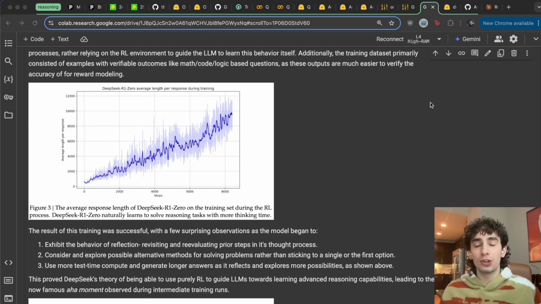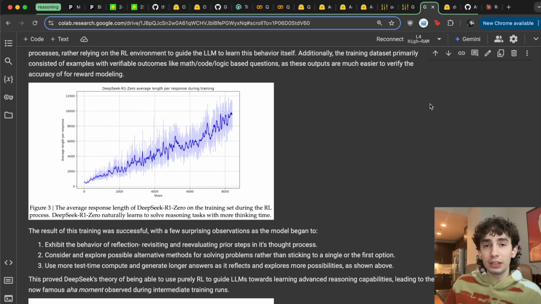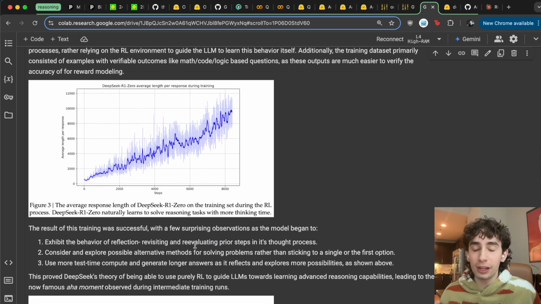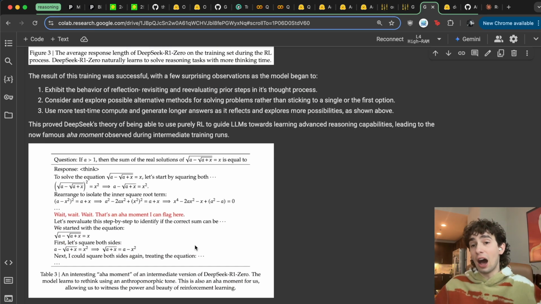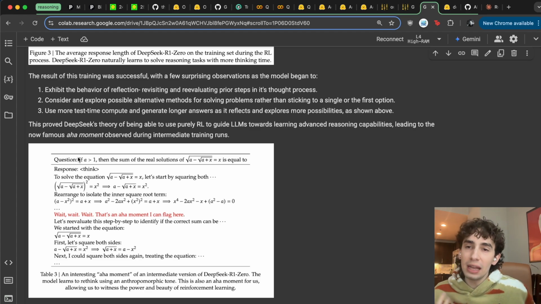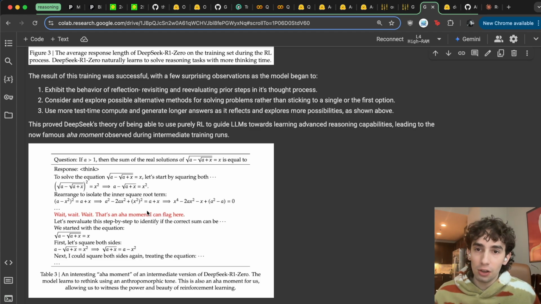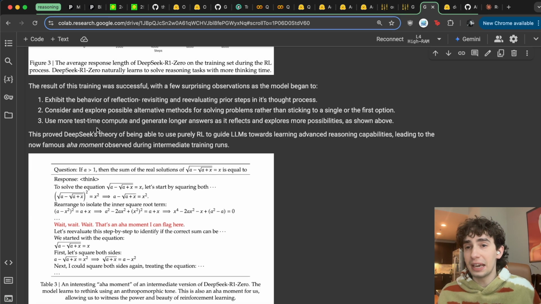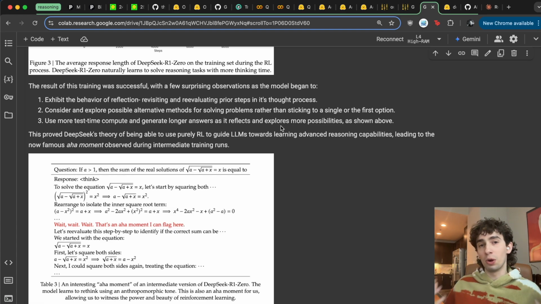So after kicking off this training, they noticed a lot of really cool behaviors start to come out from the language model. A few surprising observations included the behavior of reflection. They now have the aha moment, as they're calling it, where when a language model is actually thinking through and trying to solve a problem, it can reconsider what it did in the past to change its current steps. It also began to consider and explore different possible alternative methods for solving a problem, rather than just trying to solve it in one single pass or using zero-shot techniques.